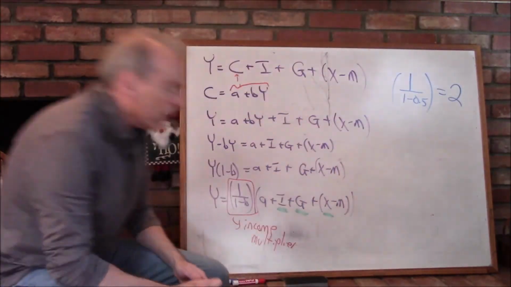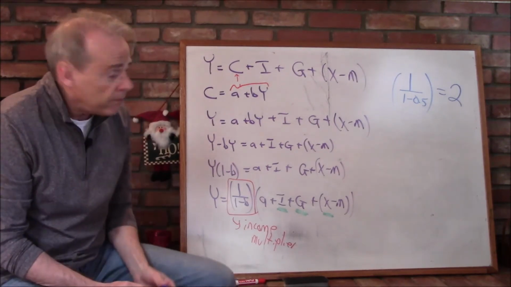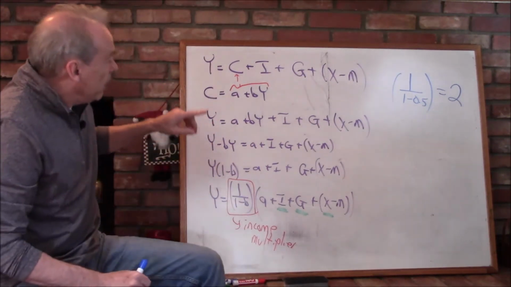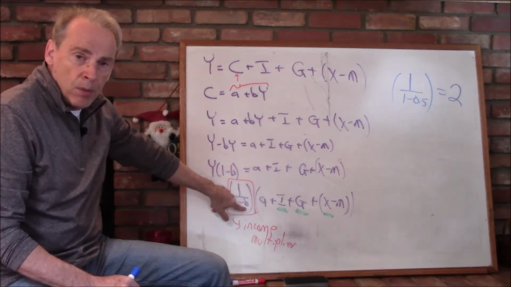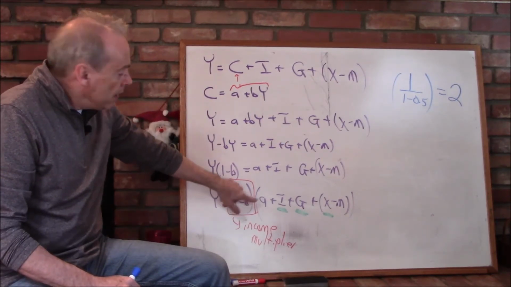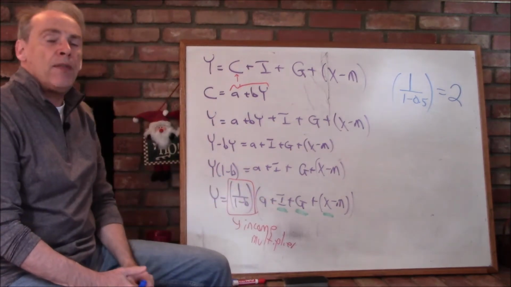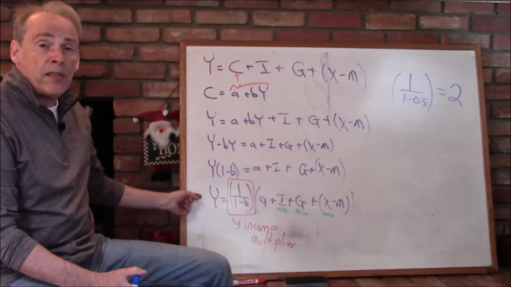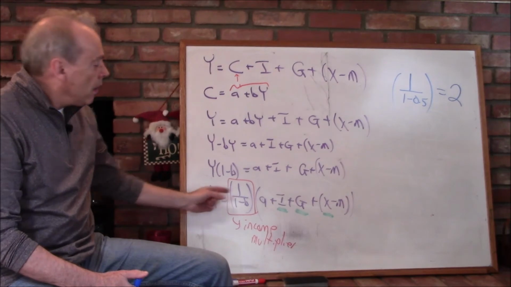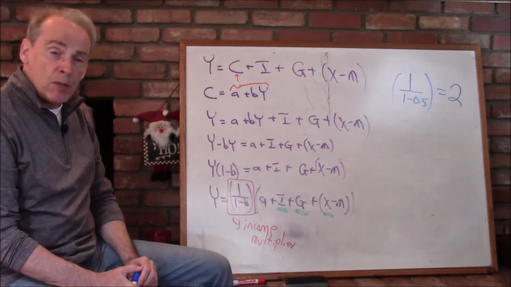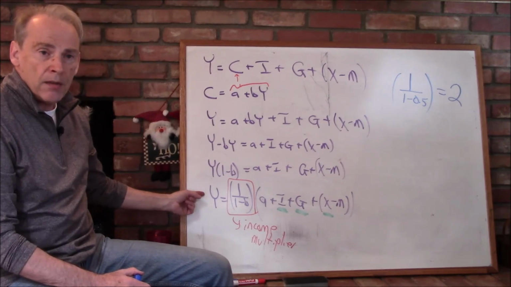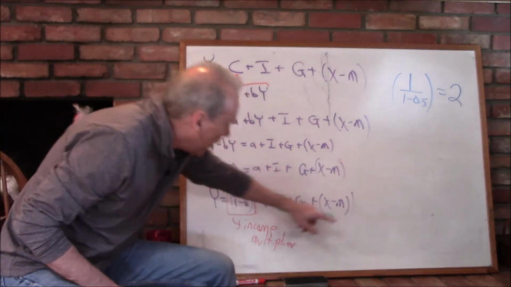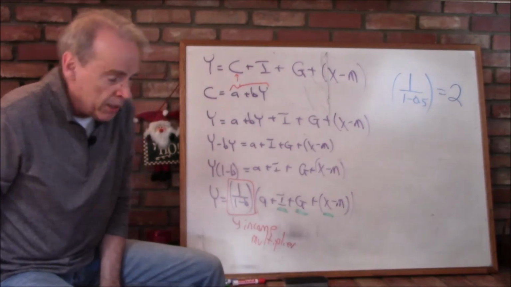1 over 1 minus 0.5 is 1 over 0.5, which is 2. So if the propensity to consume is 0.5, then for every dollar increase in investment, total income actually increases by $2. For every dollar increase in government spending, total spending actually goes up by $2. Again, we're going to net out anything that was spent on foreigners at the end there.